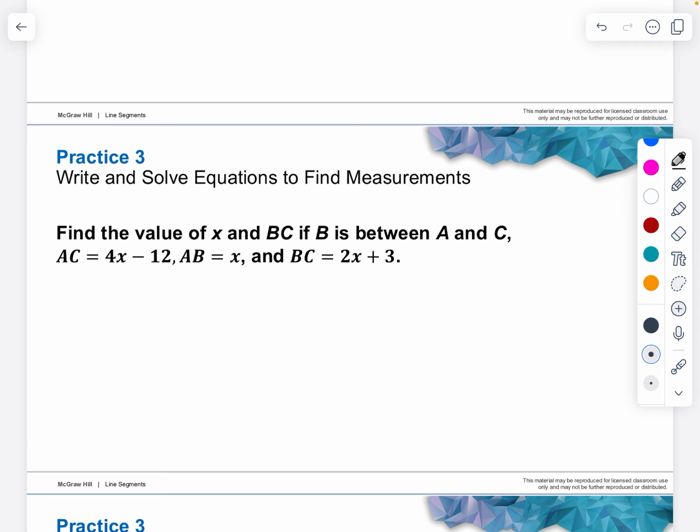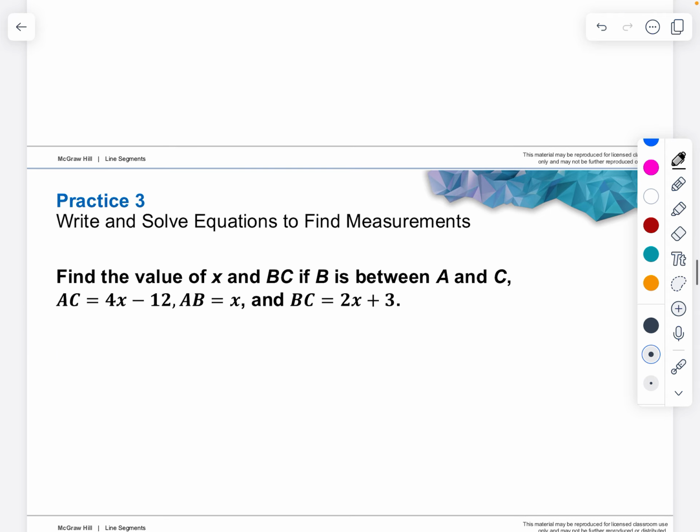Now, this one. Here's a practice for you. Right before you pause, notice they did not give you a diagram. That's okay. Draw one yourself. Every time you get something without a diagram in geometry, draw it. So they tell you, find the value of x and BC if B is between A and C. So go ahead and draw A to C and draw B somewhere in the middle. And I would really recommend you not draw B exactly in the middle because our brains are wired to see midpoints and you'll start thinking that it's exactly in the middle. So don't do that. And then start putting in exactly what you see. 2x plus 3. And then from here to here is 4x minus 12. Okay? So draw yourself a diagram.